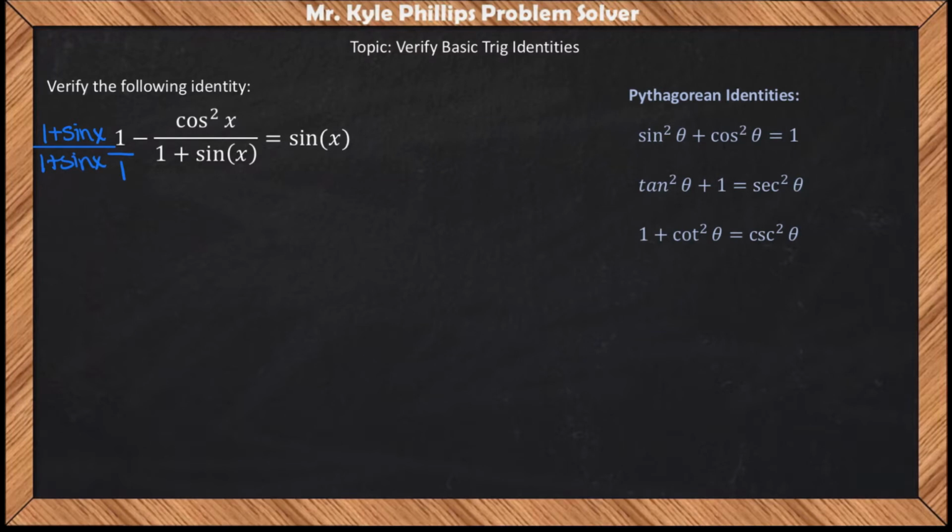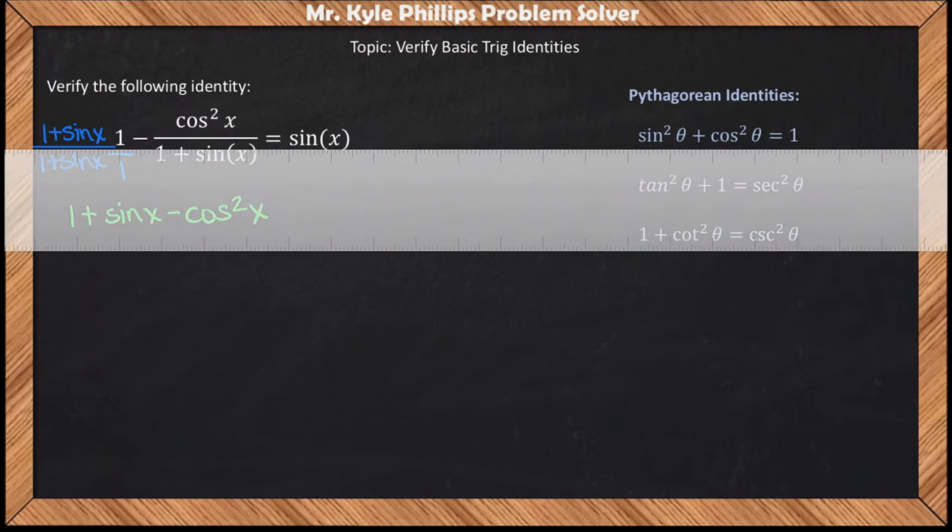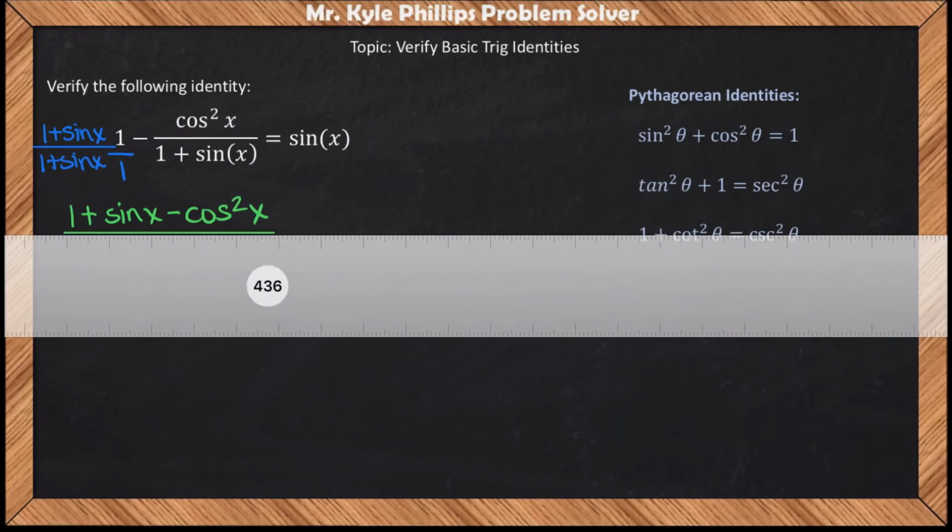So now what we have is 1 times 1, which is going to give us 1, and 1 times sine x, which is going to give us sine x. And then we can rewrite this all as one fraction since our denominators are now the same. So we have 1 plus sine x minus cosine squared x, and this is all going to be over 1 plus sine x.